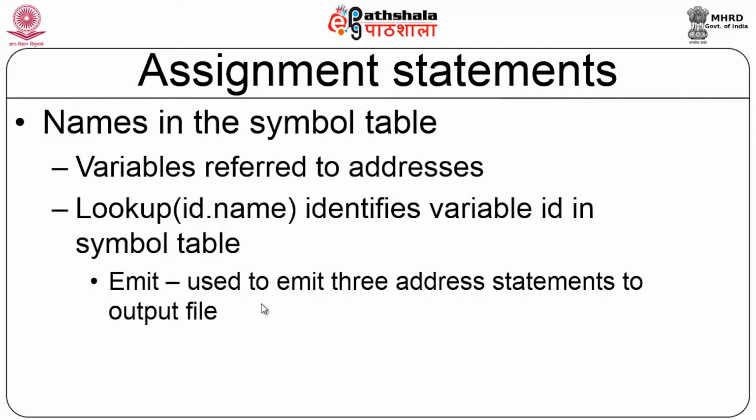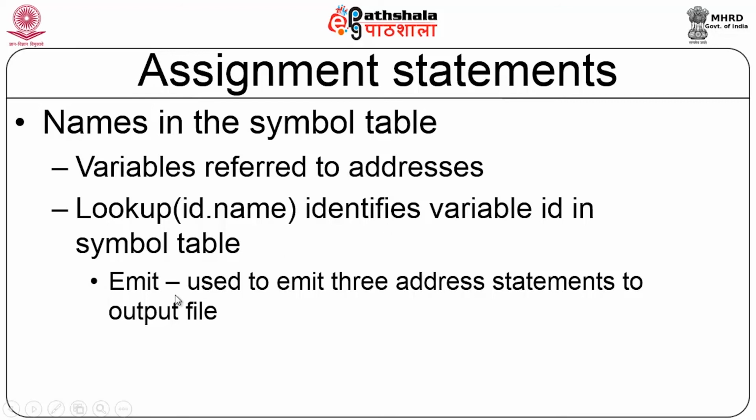Now, assignment statements, we look at assignment statements from now on, 3 address code for assignment statements. Some of it we have already seen in the previous module where we looked at expressions as part of the assignment statements. Now we will look into arrays as well as pointers as part of the assignment statements. In assignment statements, you can have names in the symbol table. They are actually variables and they are referred to typically as addresses. The lookup function basically checks the variable name in a symbol table and then returns the address from the symbol table which is available.